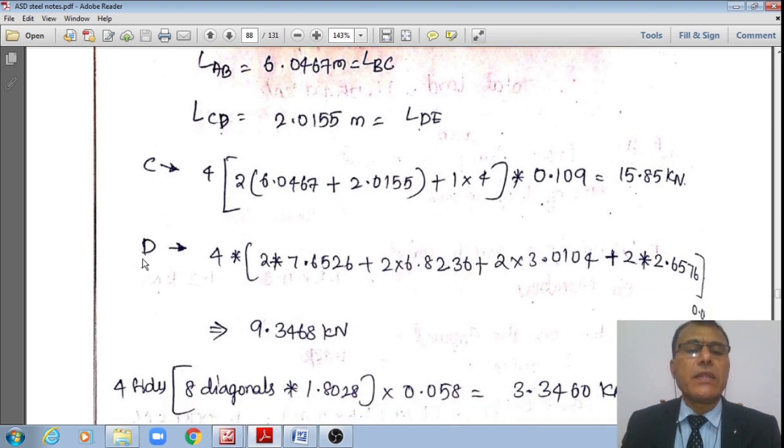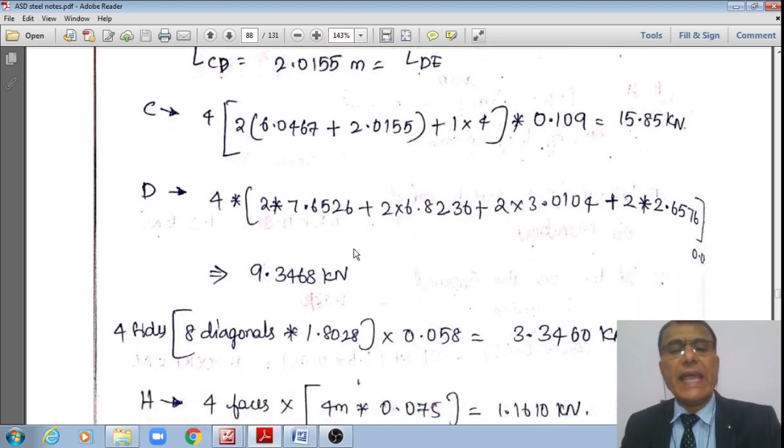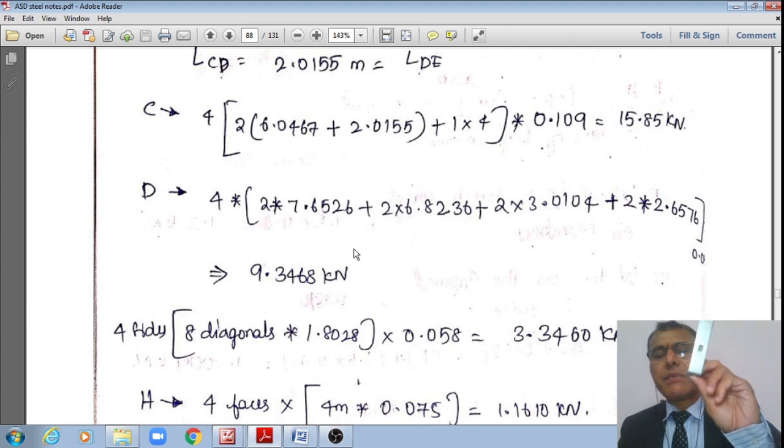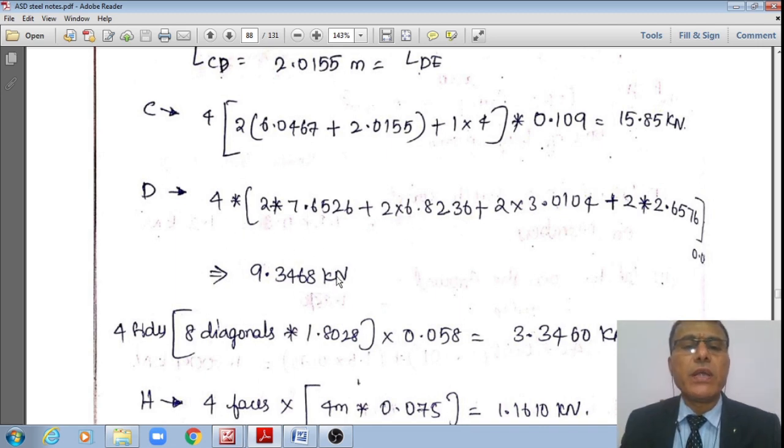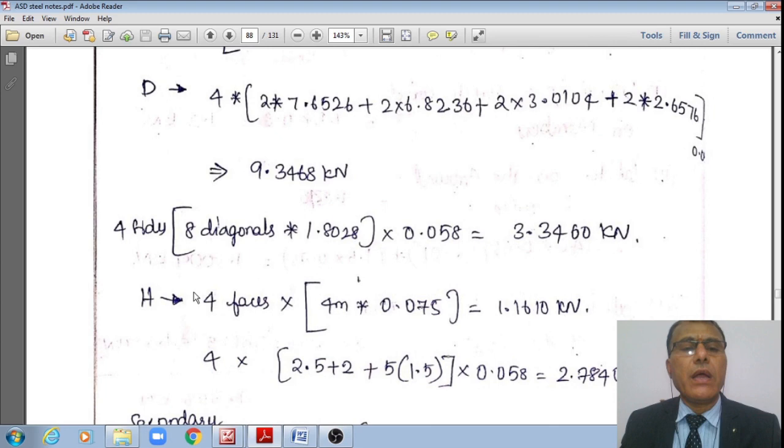Like that, now I'll calculate the total length of these diagonals on all the 4 sides: 2 multiplied by 7.6526 plus 2 multiplied by 6.8236, 2 multiplied by 3.0104 plus 2 multiplied by 2.6576, multiplied by 0.058, because the intensity of these diagonal angles is assumed as ISA 65 by 65 by 6 mm at the rate of 0.058 kilonewton per meter. Therefore, now it works out to say 9.3468 kilonewton, and on all the 4 sides we also have the 8 diagonals.